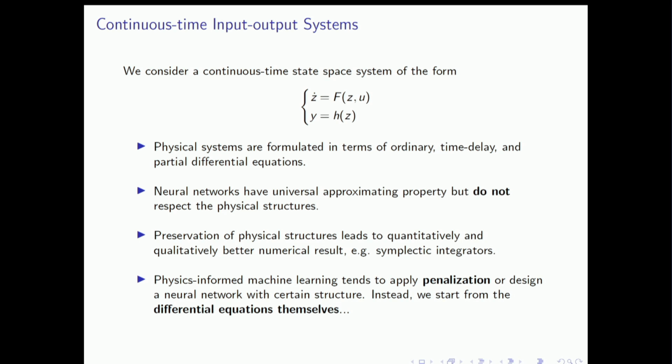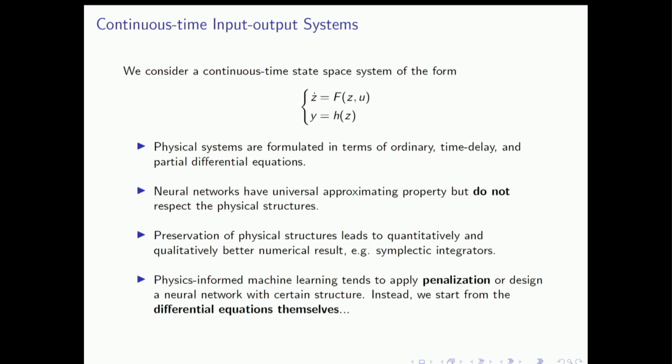When people do machine learning on that, typically they use neural networks because of the universality property of neural networks. But the problem is neural networks don't preserve the physical structures. So what we want is structure preservation, because preservation of structures leads to both qualitatively and quantitatively better numerical results. For example, look at the success of symplectic integrators: without the symplectic structure, when you integrate the system over a long time, the error blows up. But if you preserve the structure, you get a reasonably better numerical result.